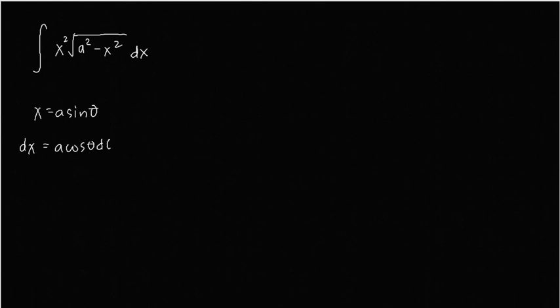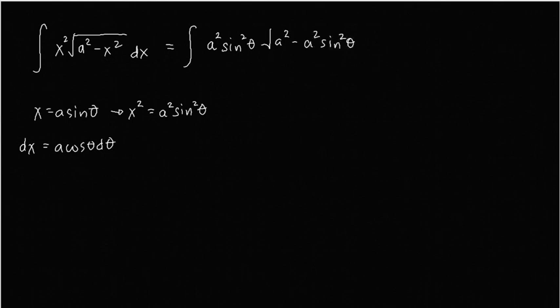of theta d theta. And remember, we have an x squared term here, so x squared is equal to a squared sine squared of theta. So let us substitute everything that we have here. We have the integral of x squared, which is a squared sine squared of theta. Then the square root of a squared minus x squared, which is a squared sine squared of theta. Then we have what? The dx as a cosine of theta d theta.